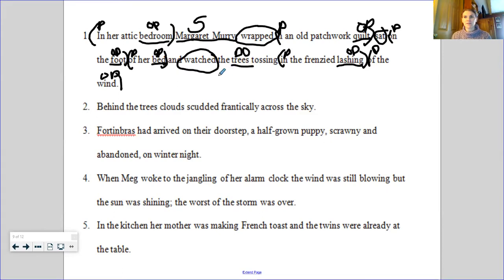Hopefully we're starting to get the feel for it. So we're going to do a couple more together, and then you're going to finish the rest of the page on your own. Once again, start with the prepositional phrases, because once we pull those out, it's easier to find my who and my what and the verbs there. All right, so number 2, behind the trees, clouds scudded frantically across the sky.